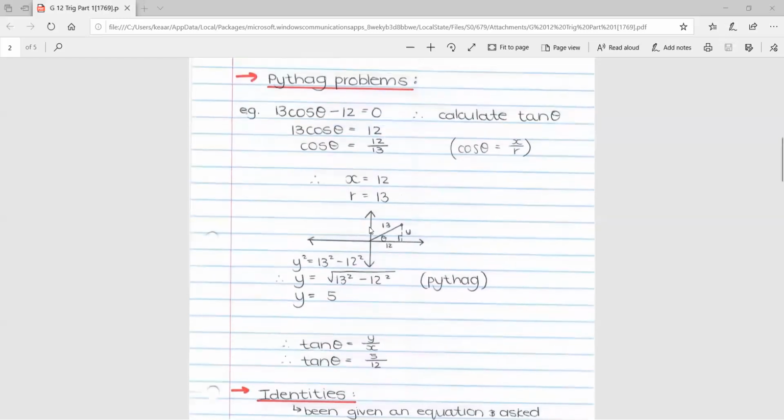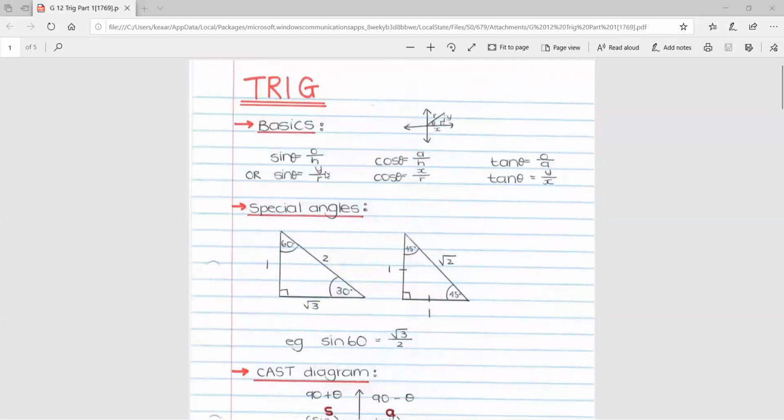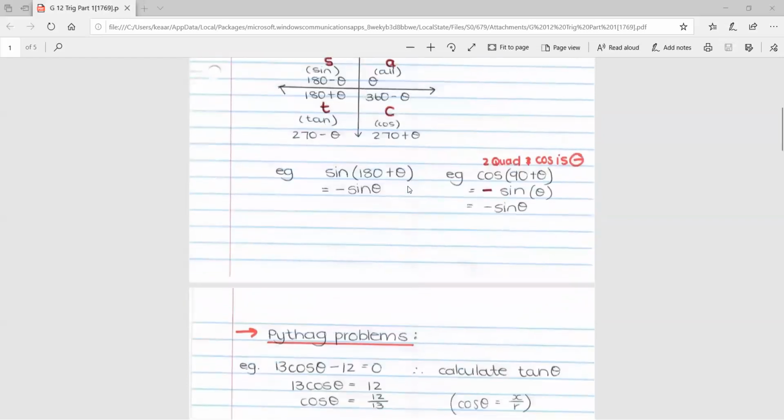This is just a basic example. They can give you a longer thing to figure out, like sine squared theta plus cos squared theta. And all you have to do is just substitute into your little fractions up here, to write these in place of your sine, your cos, and your tans. And then it will become a bit easier.